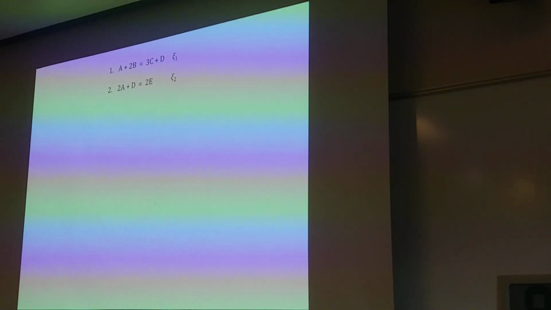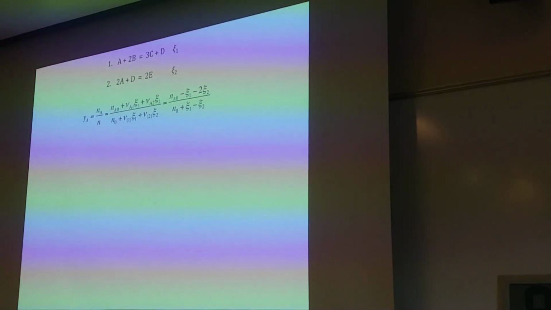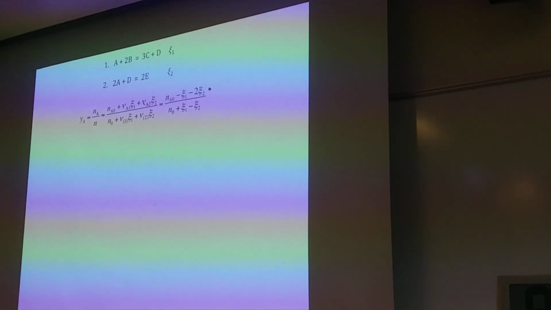So here are the reactions, and I've got a Xi1 and a Xi2. Out of these I want to construct expressions for all of the mole fractions that are involved. So YA, of course, is NA over N, and we've seen earlier how to write that out if I have a multi-reaction case. I start with the initial value, and then I have to account for what happens to A in both of the two reactions. If I write in the stoichiometric coefficients here, in each case I end up with an expression that looks like this for YA.